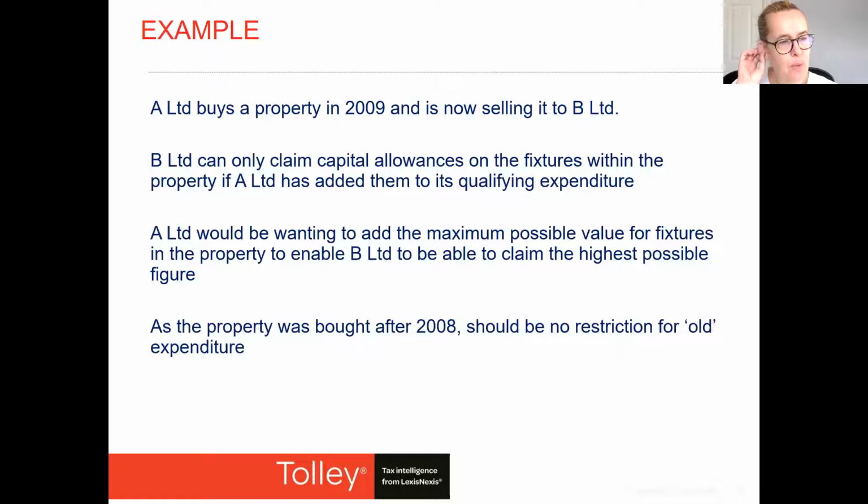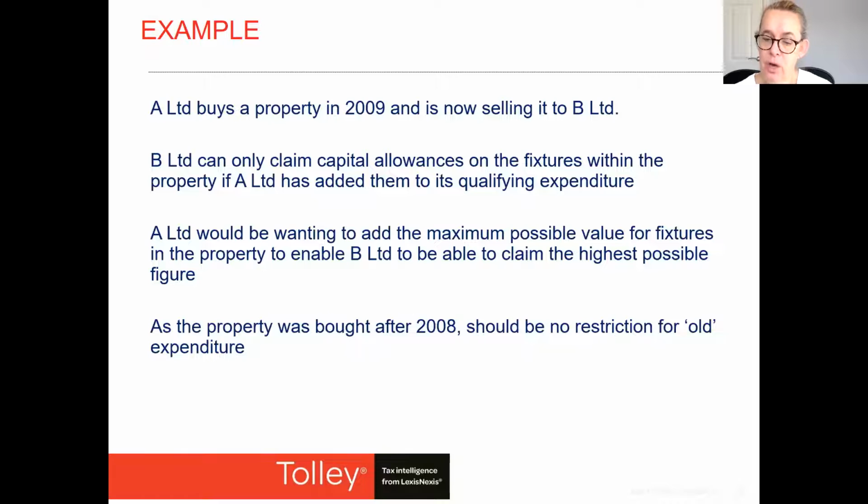Now, as the property was bought after 2008, there should be no restriction for old expenditure. So theoretically, what could happen in this situation is that A could look at the purchase price that it had paid in 2009, and allocate part of that purchase price to the fixtures and add that to their pool of expenditure. Doing that retrospectively would run the risk that the revenue would challenge that figure. So if they did that, it doesn't mean that HMRC couldn't challenge that figure.